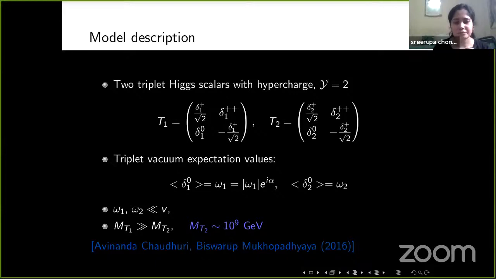We have chosen triplet scalars to be of hierarchical masses. Particularly, we have taken T1 to be heavier than triplet T2, so that the lepton number violating effects caused by the decay of T1 can be safely ignored. Also, the lepton asymmetry caused by the decay of T1 can be washed out by the interactions of T2. We have taken the lighter triplet to be of mass 10 to the power 9 GeV.